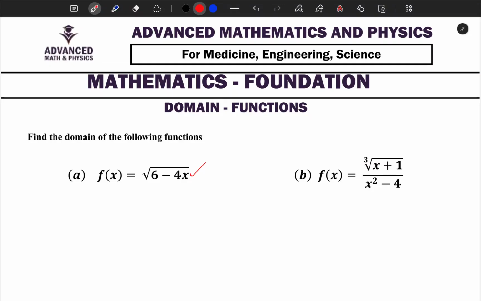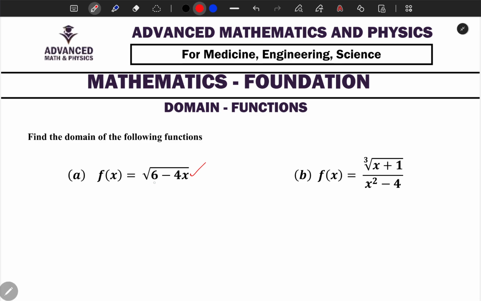When you are given a function with a root like this, what you need to know is that we cannot have a negative under an even square root. This one is an even square root because there's a 2 there. You can't have a negative under an even square root. So to avoid the negative under that root, we can only have 0 or a number above 0, meaning 0 or positive.